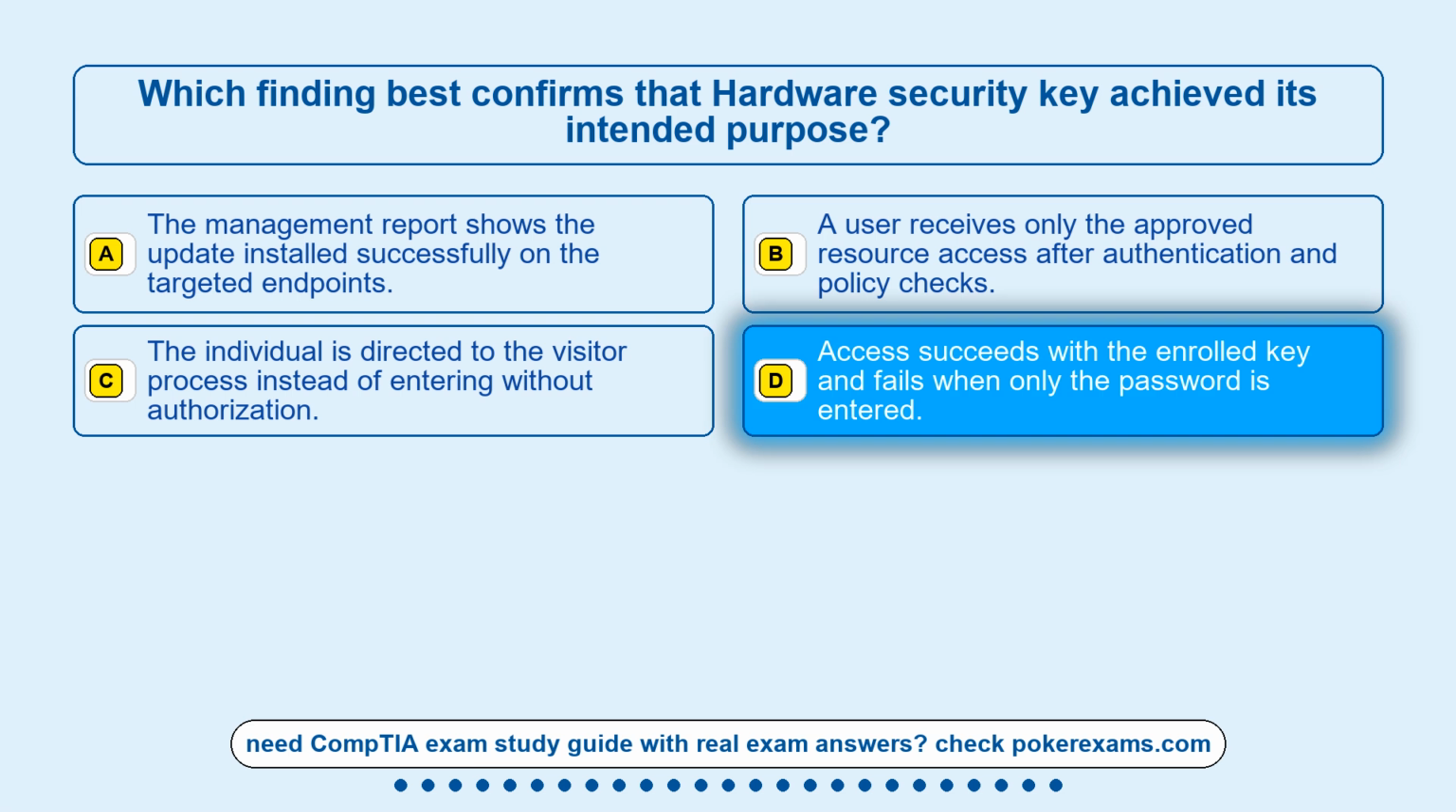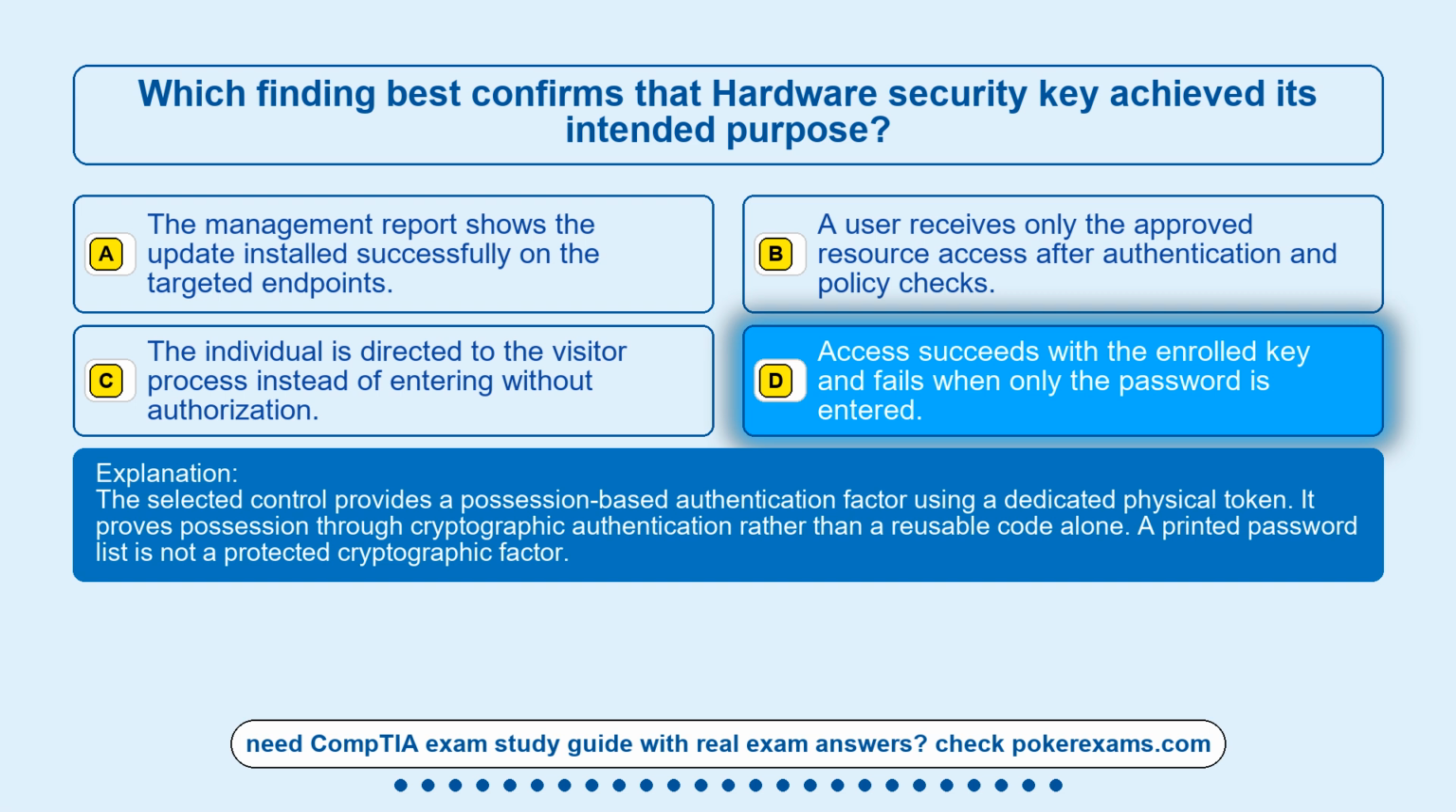The correct answer is option D. Access succeeds with the enrolled key and fails when only the password is entered. The selected control provides a possession-based authentication factor using a dedicated physical token. It proves possession through cryptographic authentication rather than a reusable code alone. A printed password list is not a protected cryptographic factor.